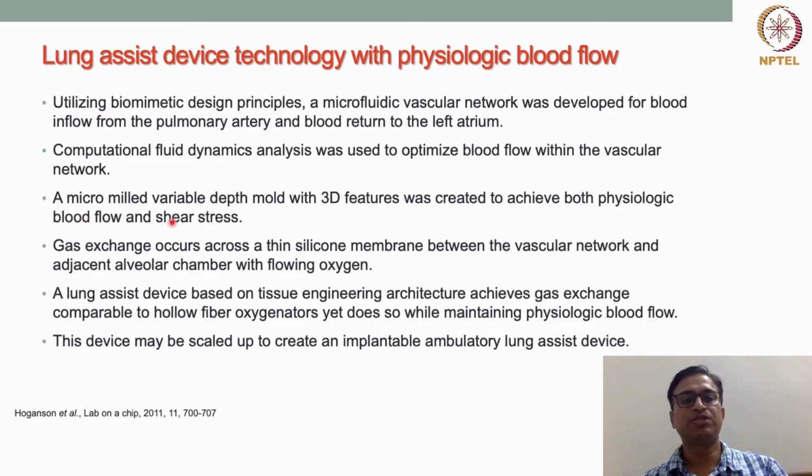Then also they have used a micromilled variable depth mold. The mold was micromilled, and with 3D features created to achieve both physiological blood flow and shear stress. So they created a mold for 3D features to devise this kind of structure, so the gaseous exchange can occur across the thin silicon membrane that is present between the vascular network and the adjacent alveolar chamber.